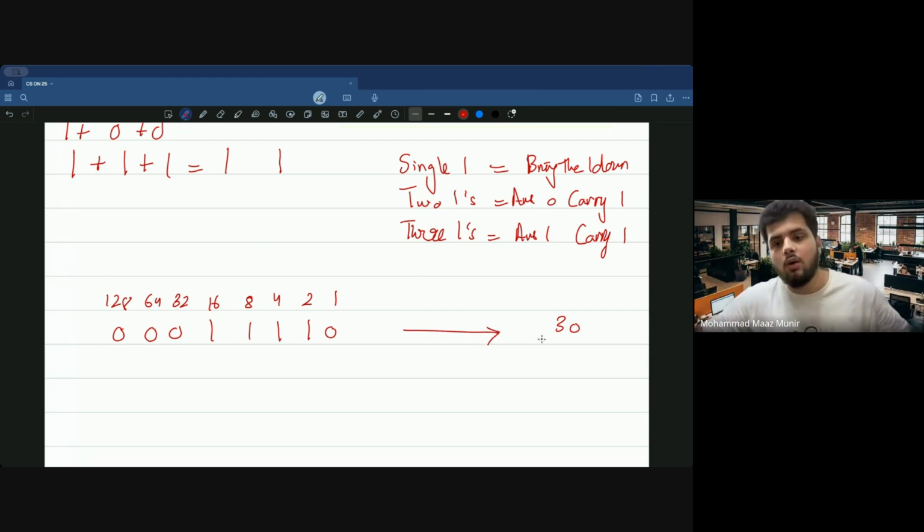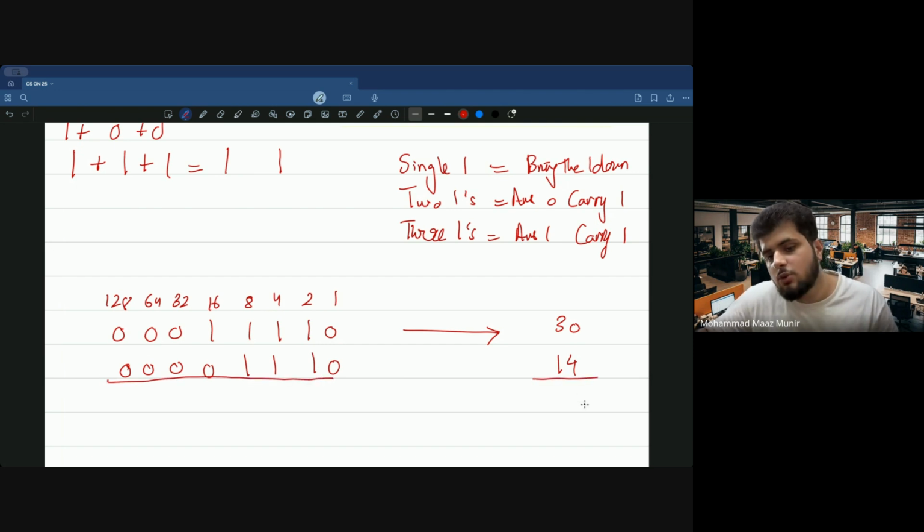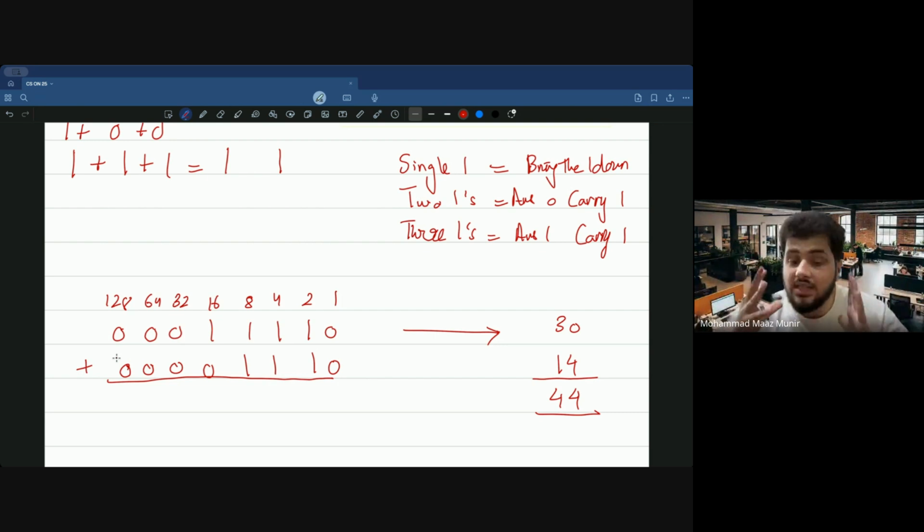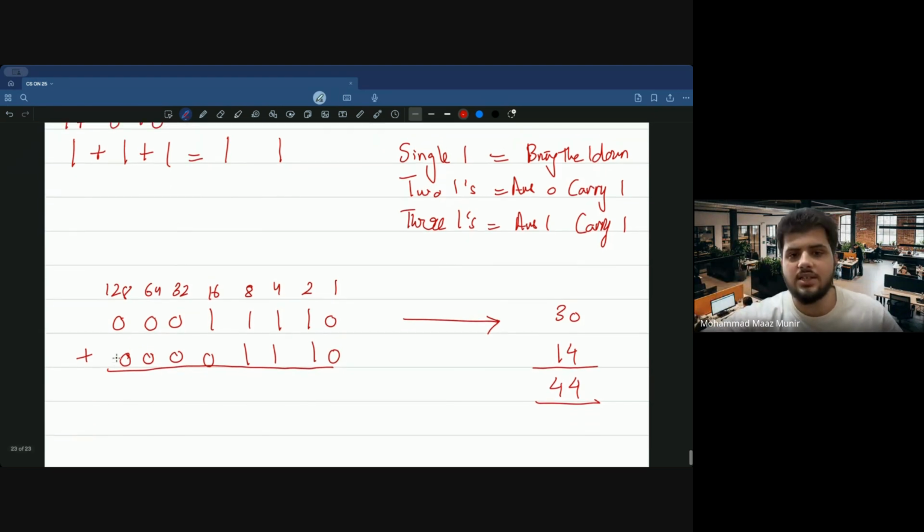So yeah. And now let's do 14. So 14 will be what? 0 0 0 0. 8 plus 4 is 12. 12 plus 2 is 14, and 0. Now if I add the two numbers, I should be getting an answer of 44. Okay, and either way, whether you are dealing with denary numbers or with binary numbers, you should always be getting the same exact answer. You can always check it, and if you're not getting the same answer, this means you made a mistake somewhere. So now let's do it.